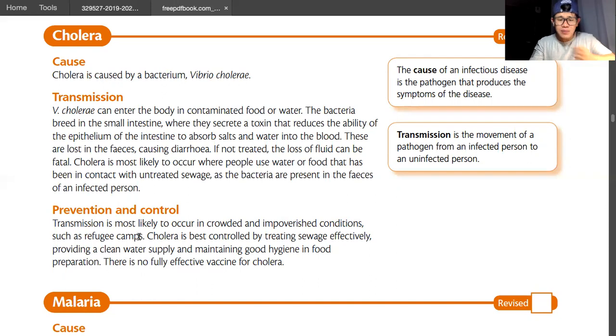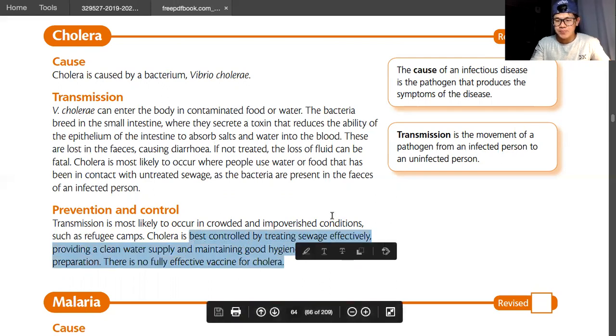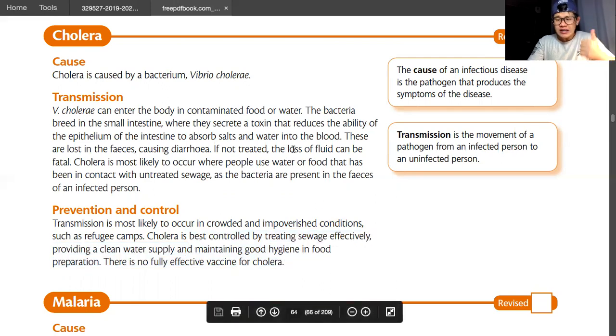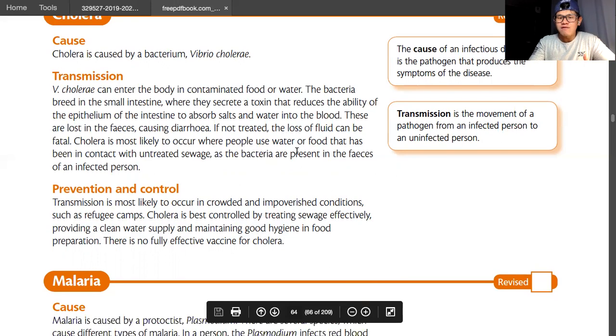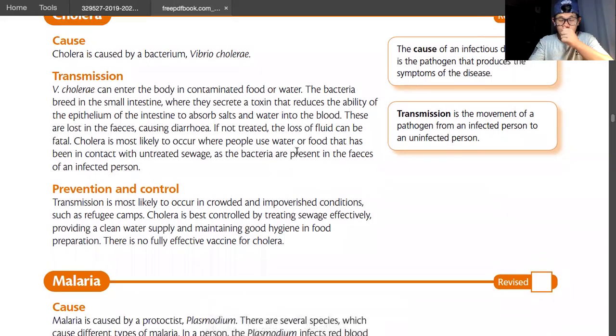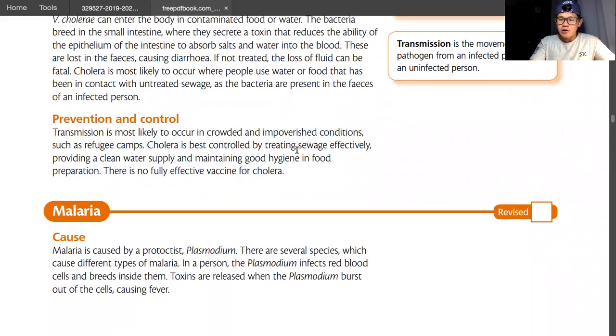So therefore, the best way is to prevent and to control by using all of these methods here. Okay, so that's the outline for bacteria. So for cholera, okay.